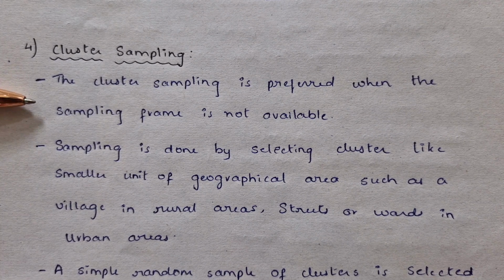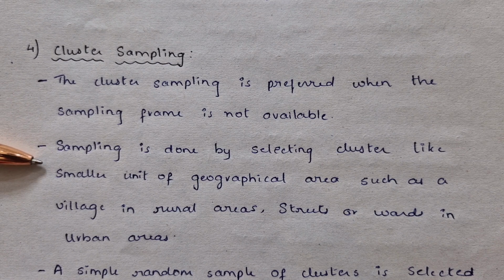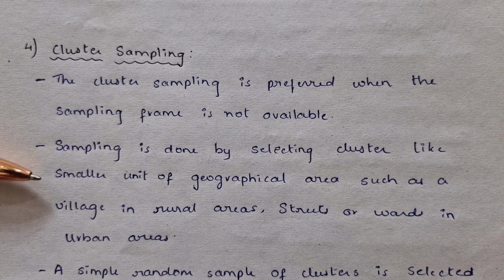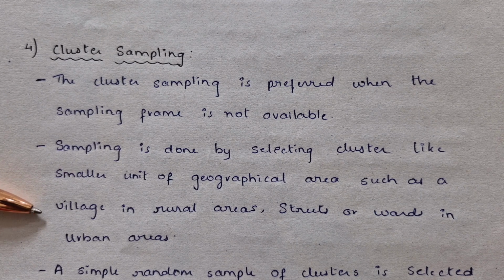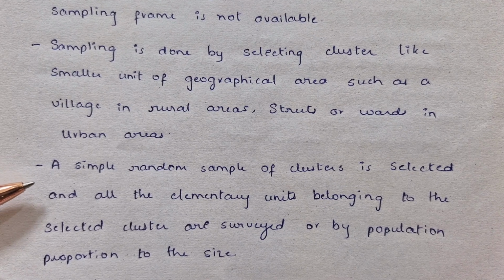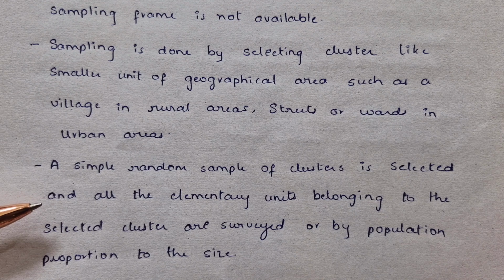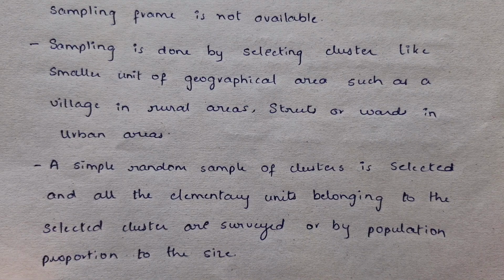The cluster sampling is preferred when the sampling frame is not available. Sampling is done by selecting cluster-like small unit of geographical area such as a village in rural areas, streets, or wards in urban areas. A simple random sample of clusters is selected and all the elementary units belonging to the selected cluster are surveyed or by population proportion to the size.